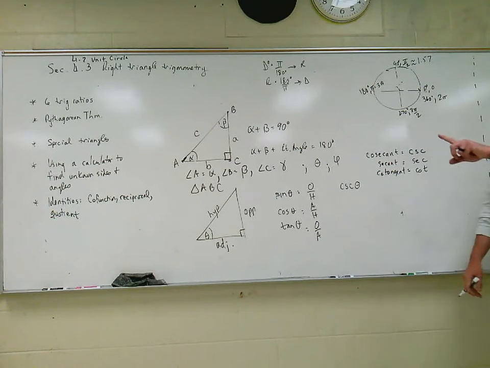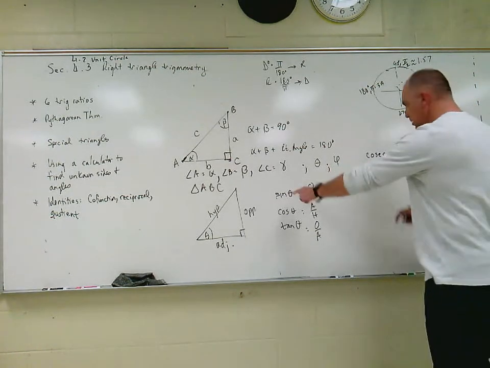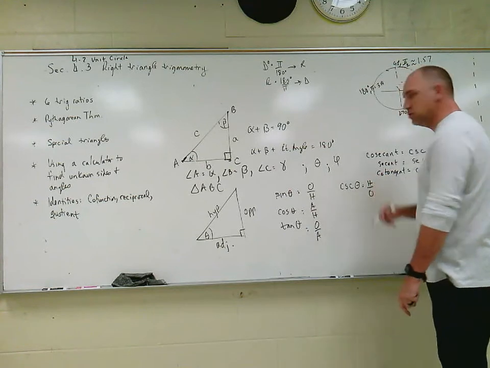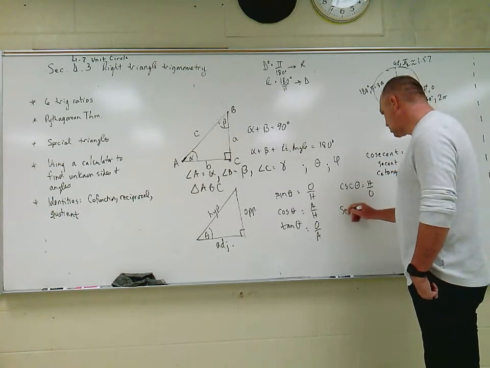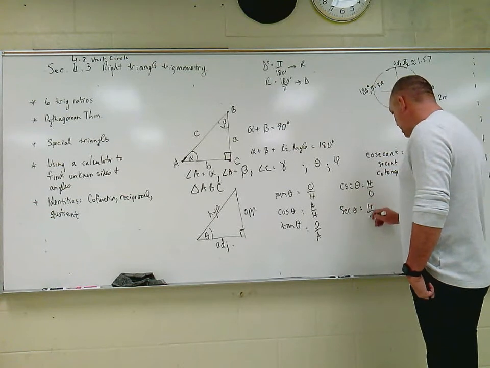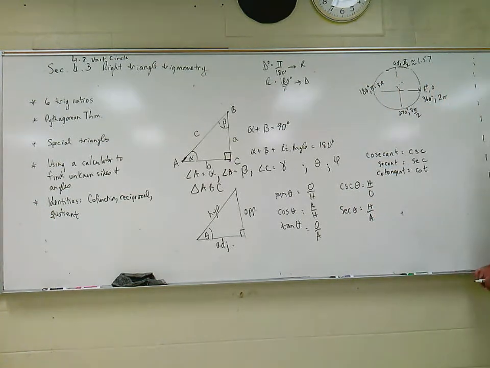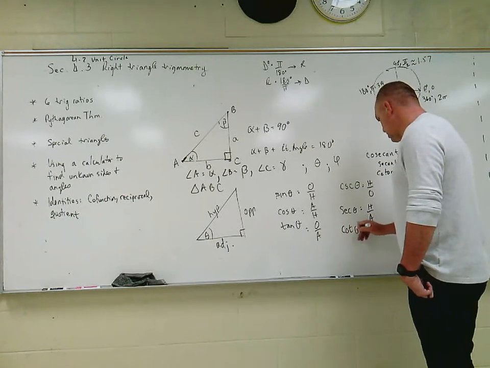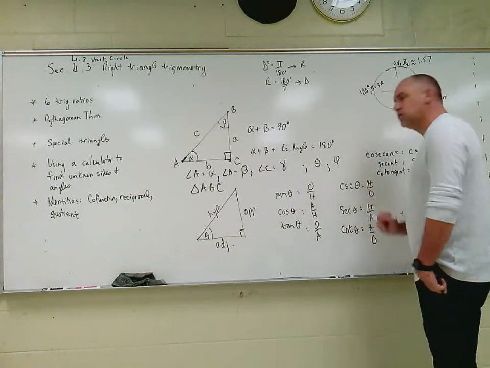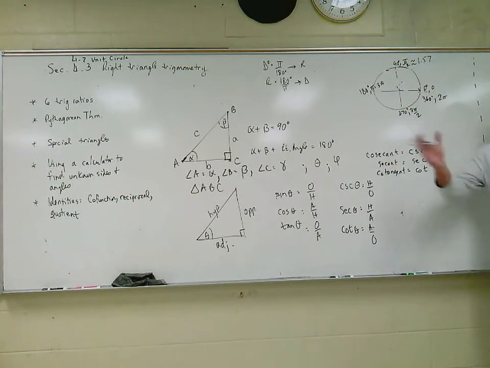I've written them in the order in which ones they're the reciprocal of. So cosecant is the reciprocal of sine, so therefore it's H over O. Secant is the reciprocal of cosine, so it's written H over A. The reciprocal of tangent is cotangent, which is A over O. So I really only memorized the first 3 and I just flipped to get the second 3. I got to know which one's flipped though.